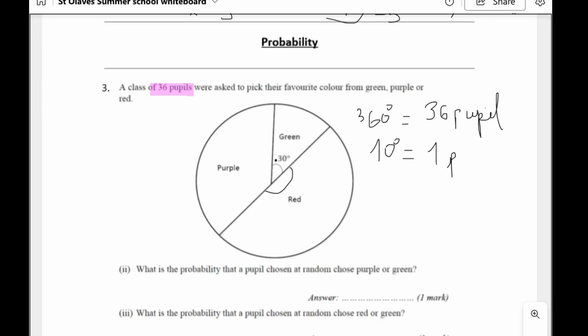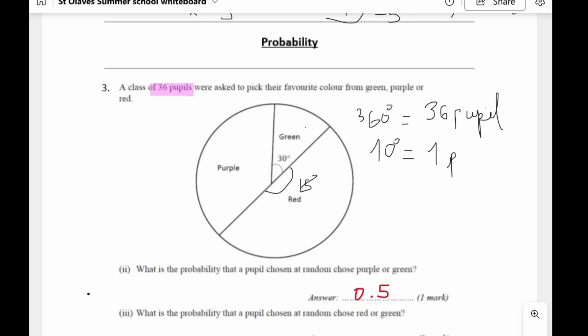So you could just skip ahead a few steps and say that half of 36 is equal to 18. And if that came to you, that's fine. However, let's just do it the long way round, where if we know that this is 18 pupils, because it's exactly half of 36 pupils, so red is equal to 18, that means that green is equal to 3.